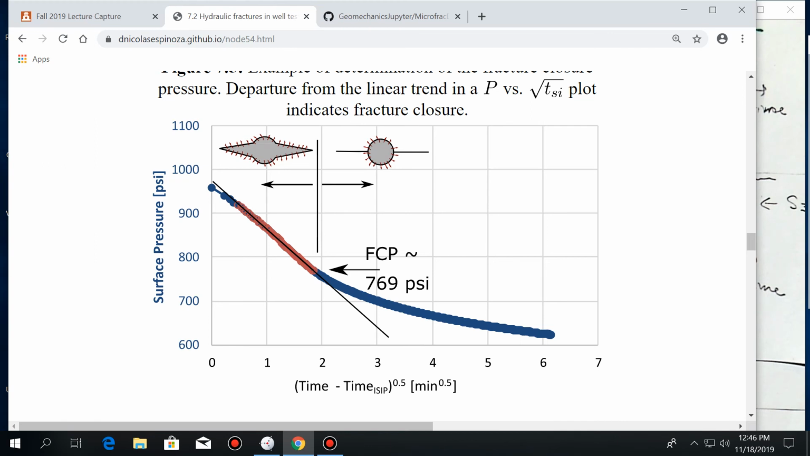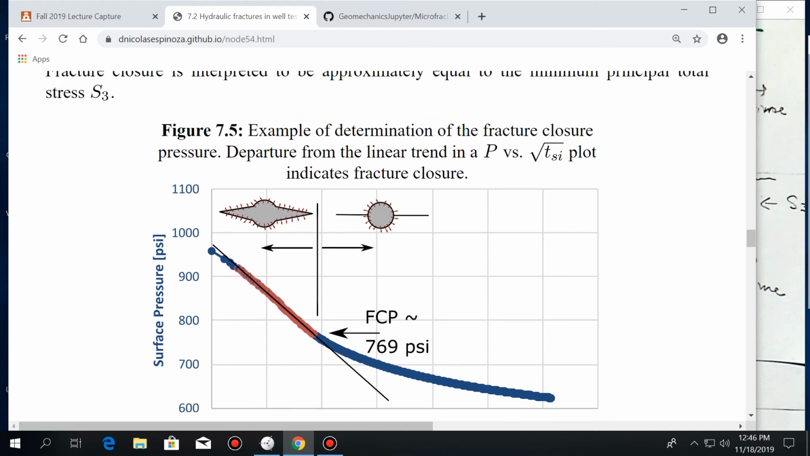And again, you will pick it up by plotting this data after the shut-in as square root of time, and then seeing when this trend stops being linear and goes into something which is not linear. This is the reason for that: it's a transition of fluid flow. And this is basically what you have to do in problem number 2.